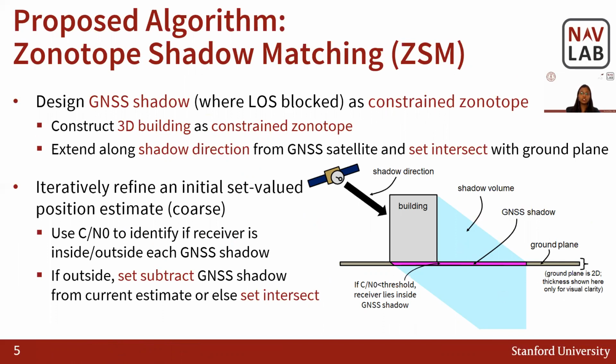To formulate GNSS shadow, we construct 3D buildings as constraint zonotopes. Next, we extend the building along the shadow direction of GNSS satellite to perform set intersection with the ground plane. Using GNSS shadows associated with each satellite building pair, we iteratively refine the initial set valued position estimate. Particularly, we use CN0 for identifying if the receiver is inside or outside the GNSS shadow. And if it's inside, we do set intersection, whereas if it's outside, we perform set subtraction.